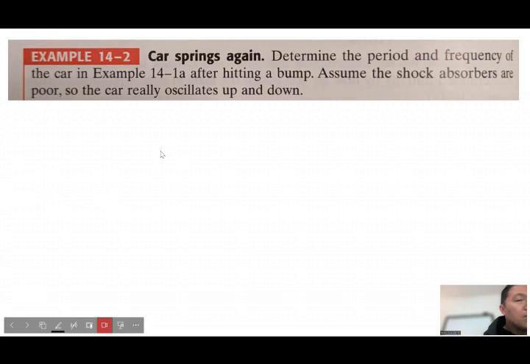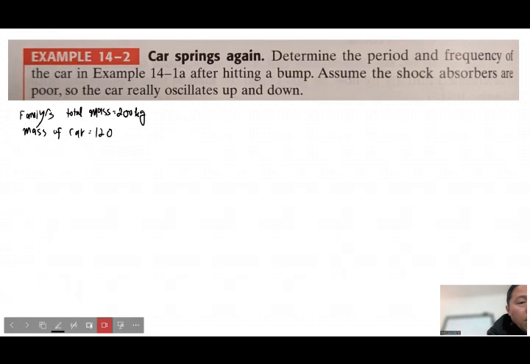and then I'll solve some of the 14-1 problem to solve the 14-2. So the family's total mass, as I already mentioned, is 200 kilograms, and the mass of the car is 1200 kilograms. So the total mass of the family and the car is 1400 kilograms.